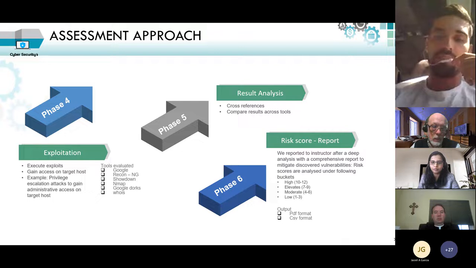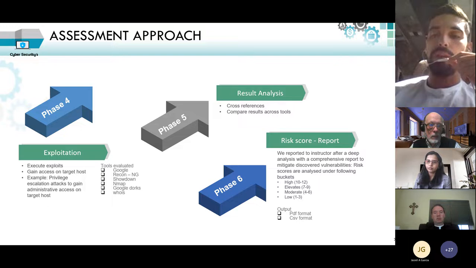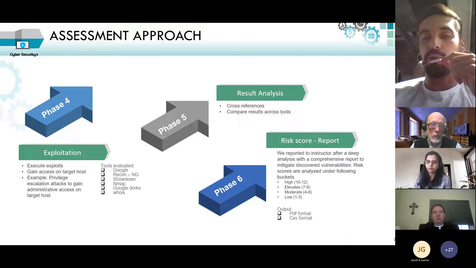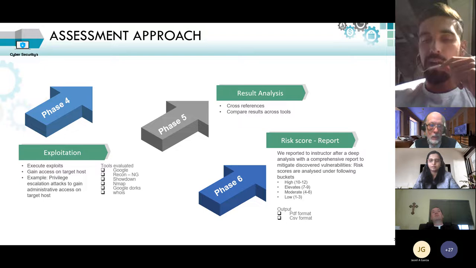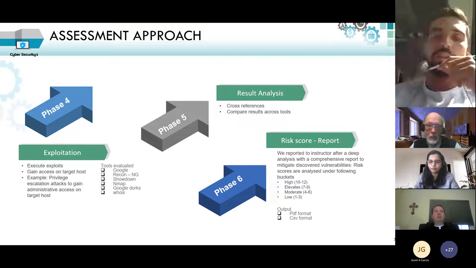And the last phase will be the report of the risk score. After having a deep analysis, we reported to the instructor in a comprehensive report to mitigate discovered vulnerabilities. We are using the risk score scale that we analyzed under the following buckets. Like I said before, we have low, moderate, elevated, and high. And this report will be generated as either a PDF format or a CSV format.